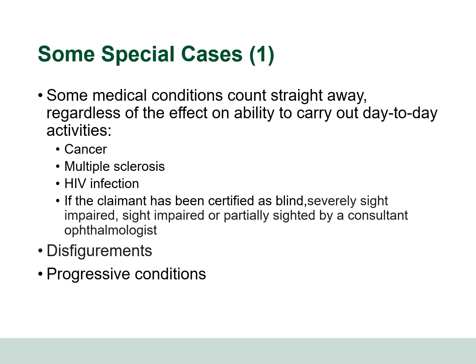There are also special rules for progressive conditions, such as multiple sclerosis and muscular dystrophy. People with these conditions are treated as being disabled straight away, even though the condition may not yet have an adverse effect on their ability to carry out normal day-to-day activities.